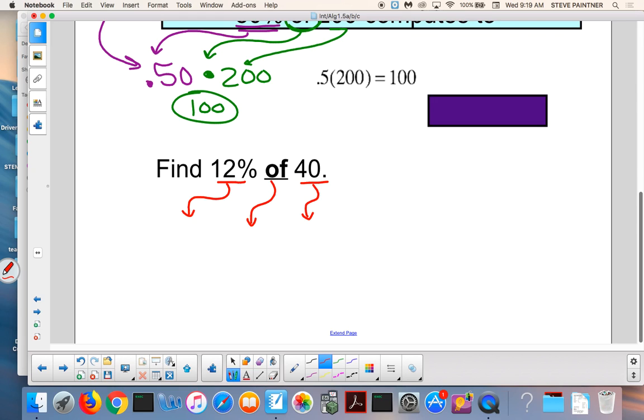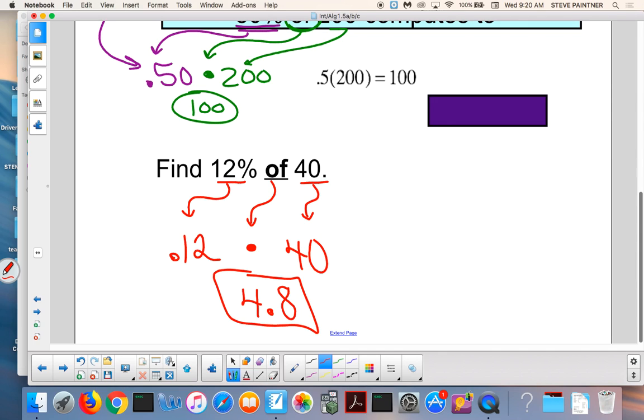12%. How do you write 12%? 12% is 12 out of 100, but 12 out of 100 is 0.12. What does the word "of" mean? Multiply. And then, of course, you're going to take 12% of what number? 40. Okay, that's a calculator problem now. What is 12% of 40? 4.8. So the answer to this problem is 4.8.